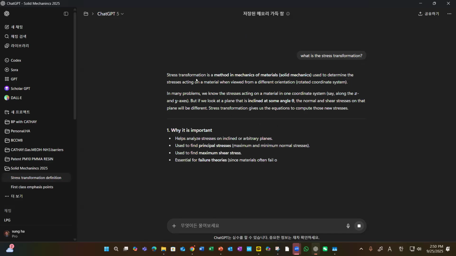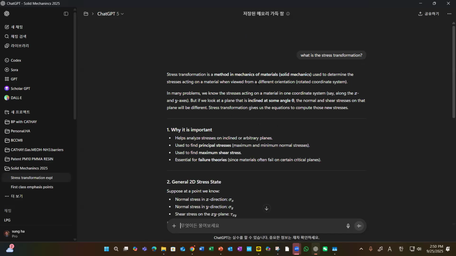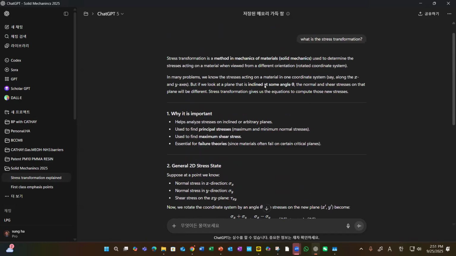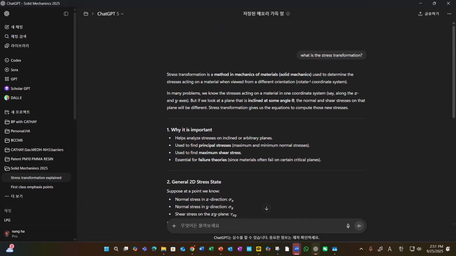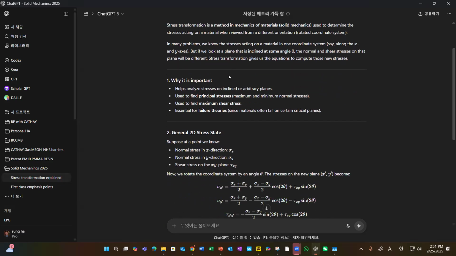Now, stress transformation. Okay, I wonder if the font is too small to see well. Stress transformation is a method in mechanics of materials, solid mechanics, used to determine the stress acting on a material when viewed from a different orientation. Understood? We are looking at the stress acting on a differently oriented coordinate system, along the X and Y plane, that is, a different plane.